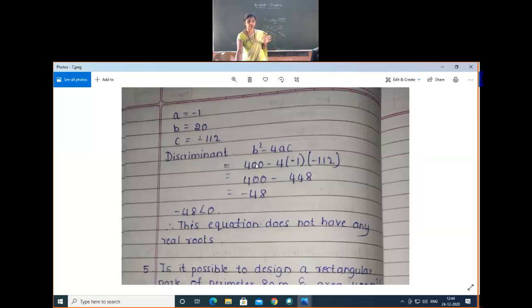B is 20, 20 square is 400, minus 4 into a value minus 1, c value minus 112. Okay, then 400 minus 448. Here you got the answer minus 48. So minus 48 is less than 0, in the sense discriminant b square minus 4ac is less than 0. That's why this equation does not have any real roots. This situation is not possible.